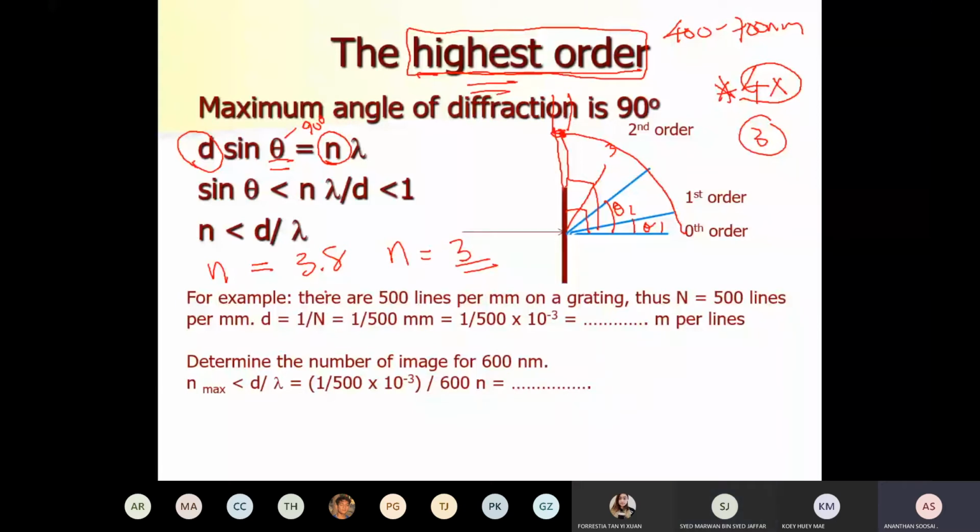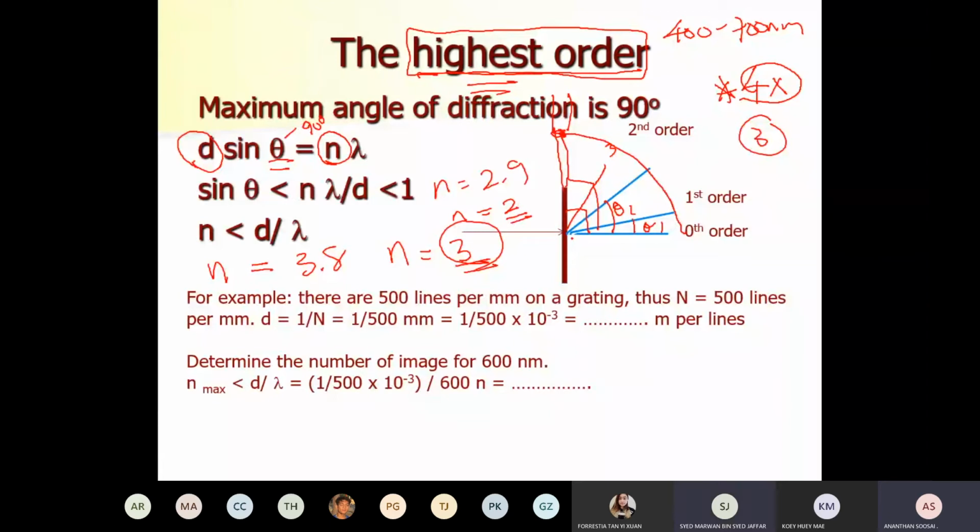Okay, if the n value given through the calculation is 3.8, when theta you put 90, n gives you 3.8. The maximum order you observe is not 4, don't go for 4. The fourth order has not appeared yet. 3.8 is only 80% of the fourth order, so not counted. Round down. So 3 orders is the maximum order you observe. Okay, so if n you got 2.9, so the maximum order you observe is how much? 2. Round down the maximum order.